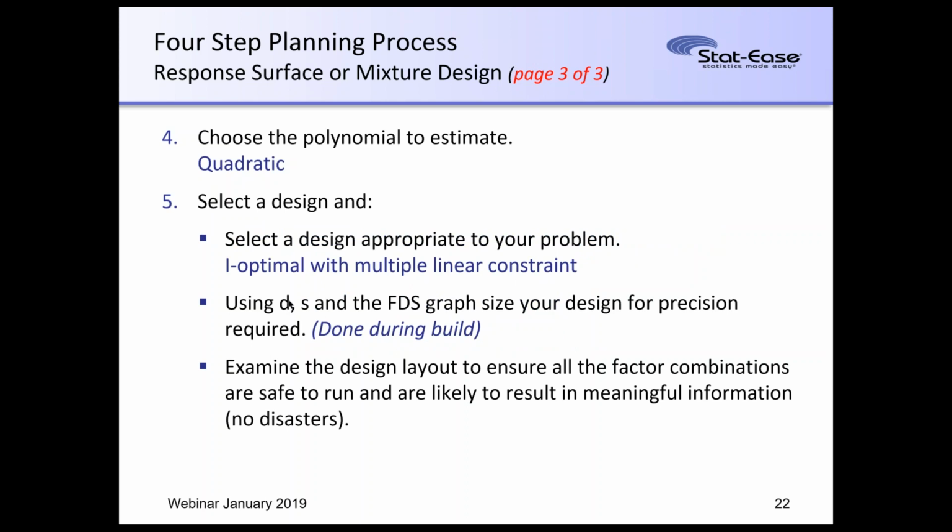We're then going to use the D, the plus or minus 4, so D is equal to 4, and the S, the 3.7, and the fraction of design space graph to make sure we have enough experiments to achieve the precision we want. And then, of course, the last step in any design is after you have your design, you want to go through and mentally run each one of the combinations and think about whether it's doable, safe, and will result in meaningful data.